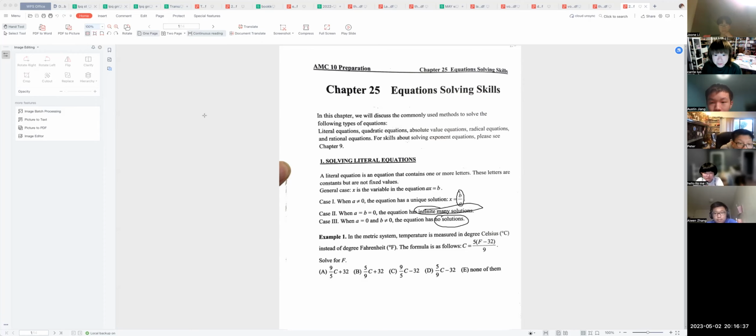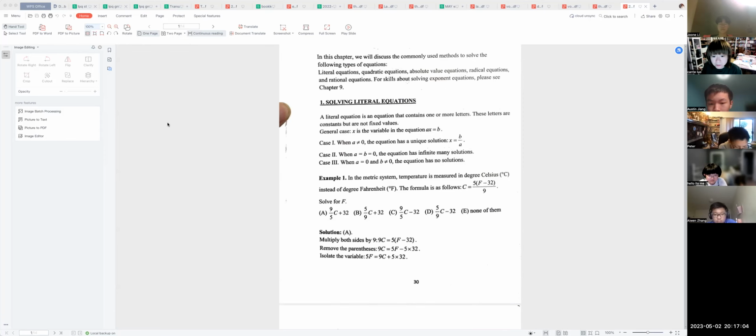Okay, I have received it. Okay, this one's pretty easy. All you need to do is just times the 9 to both the left and right side. So 9c equals 5f minus 160. So 9c plus 160 over 5 equals f. So basically, you can just simplify it. So it's pretty easy. We're not spending any more time on that, okay?